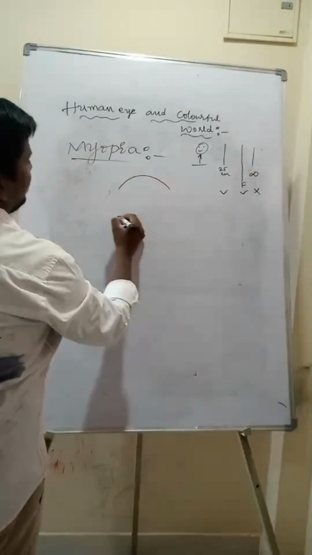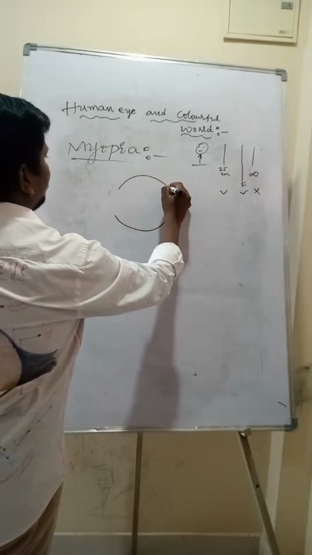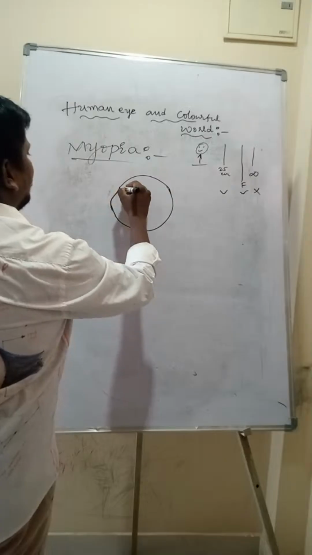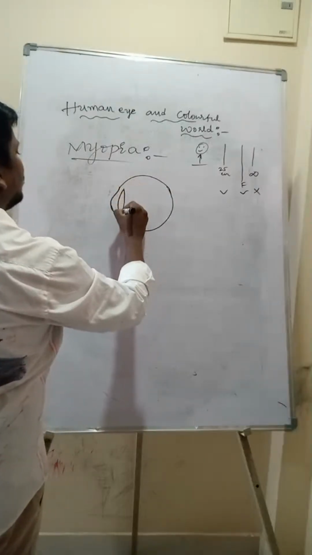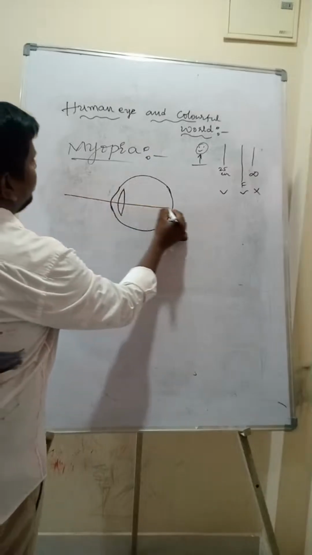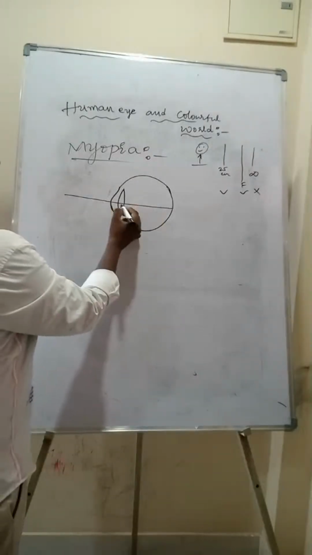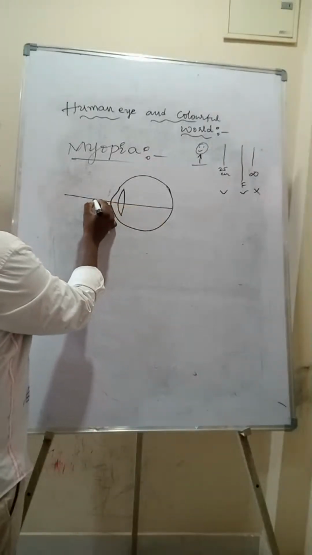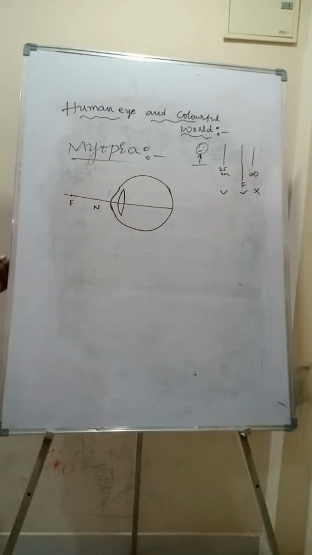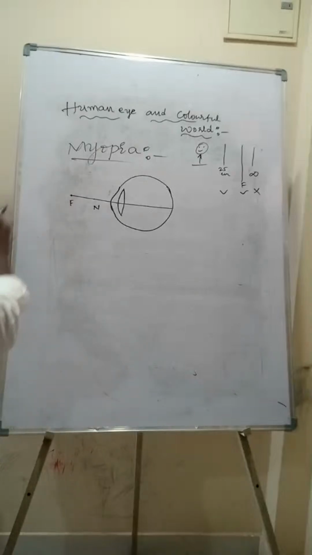I am taking the diagram of the eyeball. A convex lens will be there, so here is the eye lens. I am considering the minimum point. Here this is the 25 centimeter near point N, and this is the far point. He can see this point. The person can see the far point.